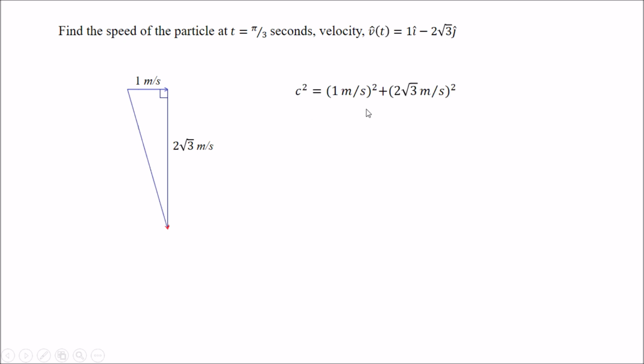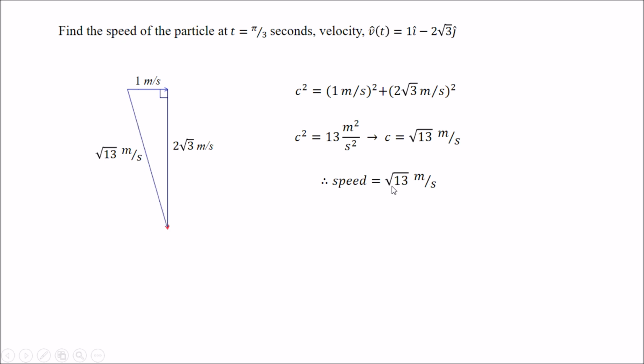By Pythagorean theorem, you end up getting c to be the square root of 13 meters per second. That is our speed. Our speed will never be negative. So when we square root the 13, don't include the plus or minus, only go with the positive. So the speed is an absolute value. It's just simply the magnitude. It's not really giving us the direction.